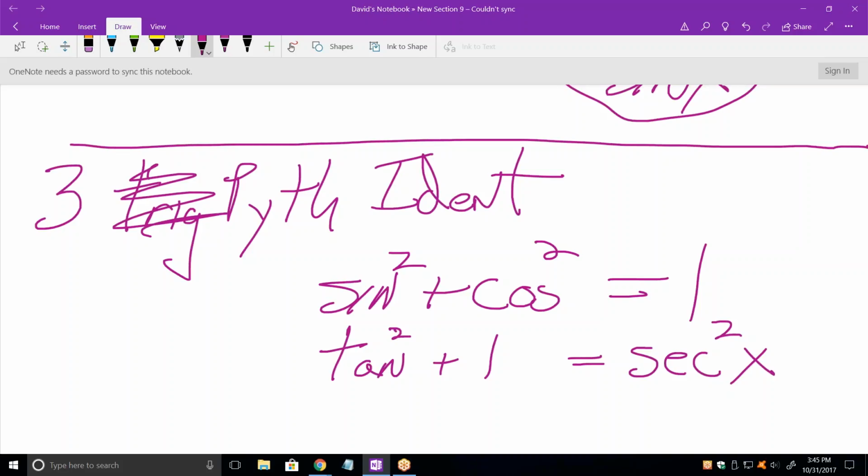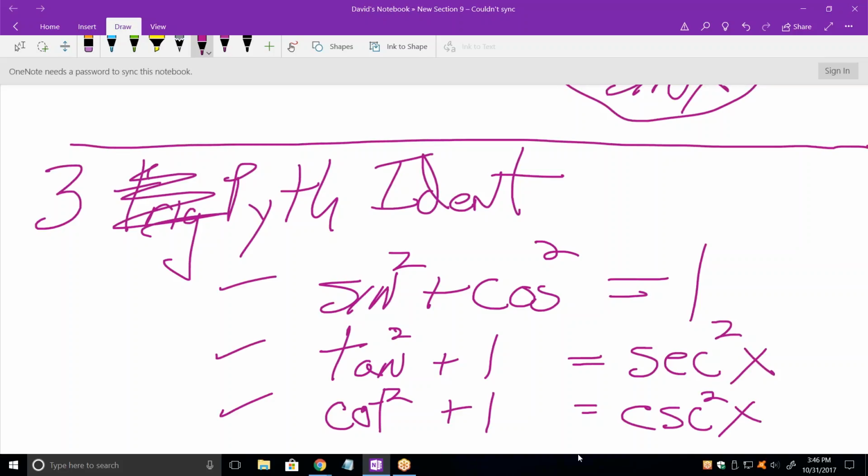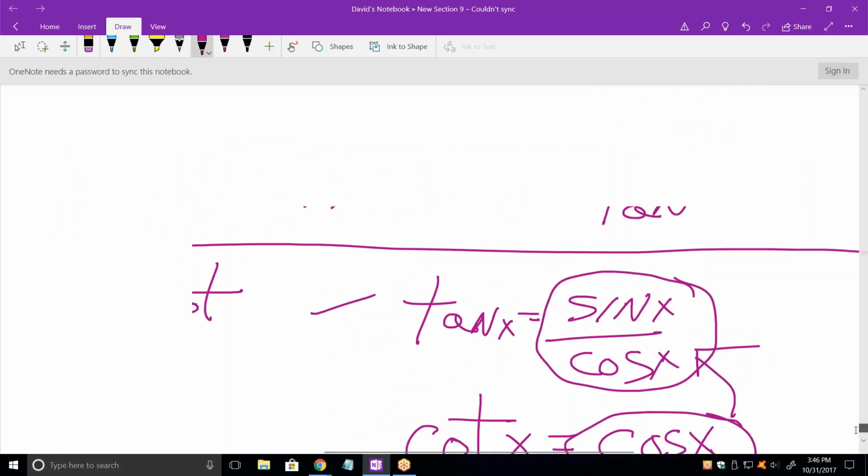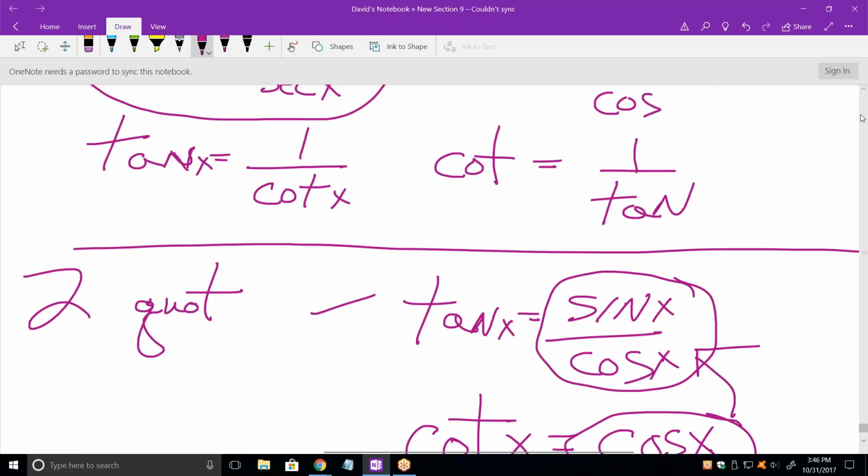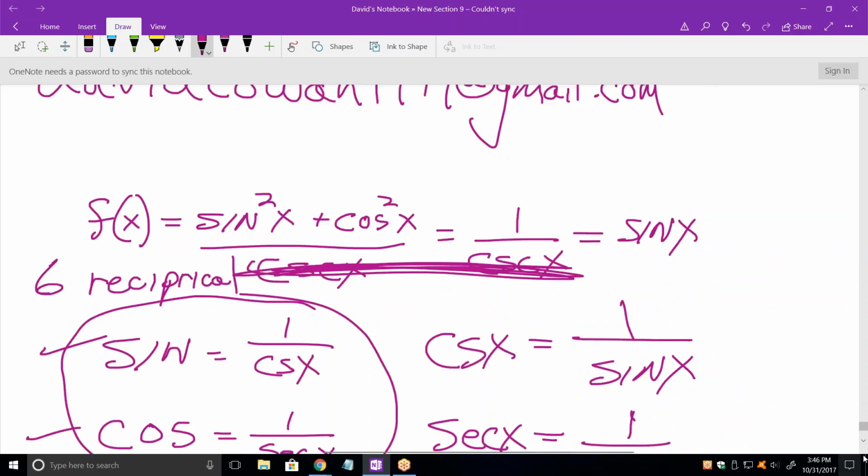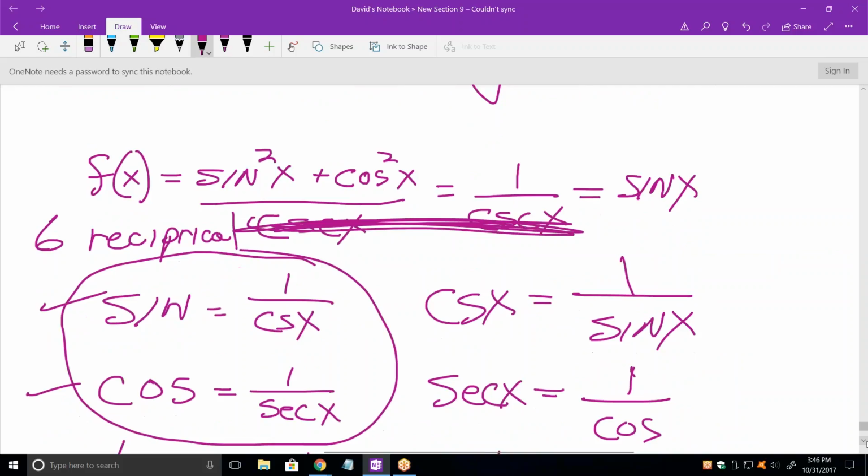Okay. And then there's a third one. There's a third one involving cotangent. Well, cotangent squared plus 1 equals, put a co in front of secant squared and you get cosecant squared. So those are your 3 Pythagorean identities. Now let's look at all 11 of them. Starting right there.